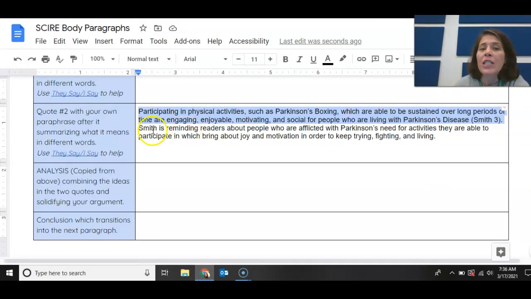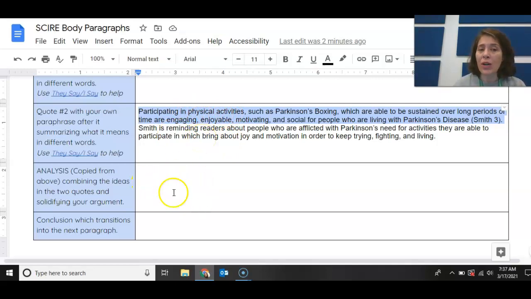So I wrote, Smith is reminding readers about people who are afflicted with Parkinson's need for activities they are able to participate in, which bring about joy and motivation in order to keep trying, fighting, and living. That is how I summarized it. So again, you have your quote and your summary of it.